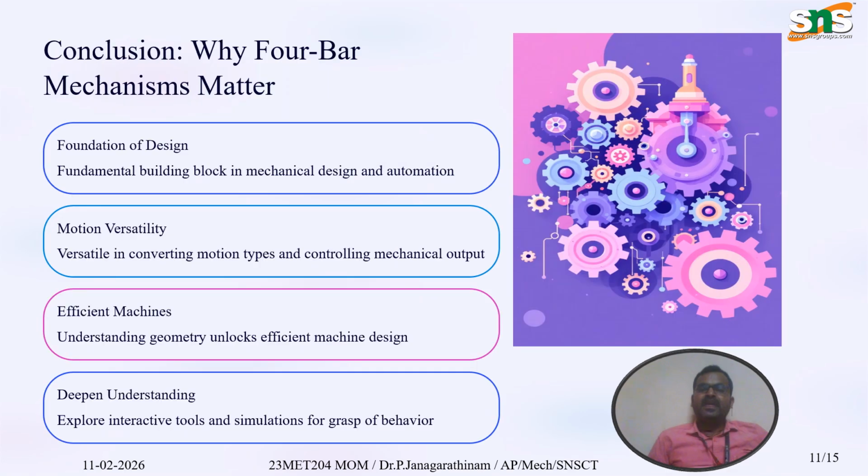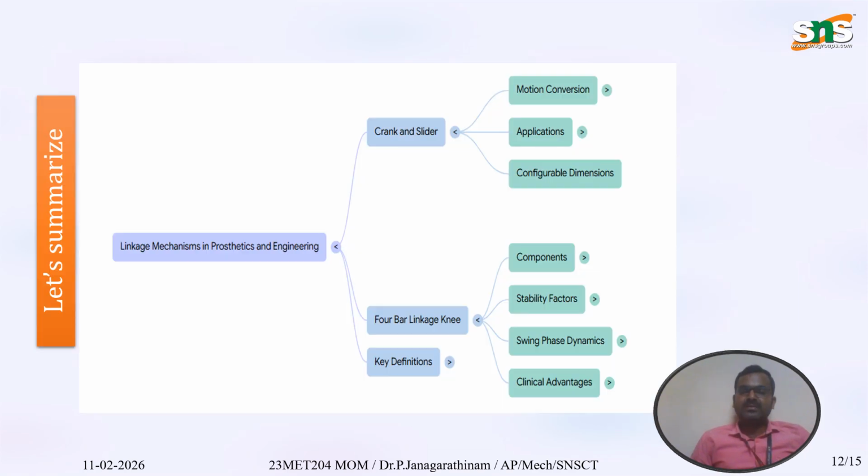And this is the conclusion on why we go for four-bar mechanisms: the foundation of design fundamentals is very strong, it gives clarity of motions and different types of motions, it controls mechanical inputs, it is efficient compared to other planar mechanisms, and understanding the key concepts is very easy. These are the reasons to select four-bar mechanisms. This is the summary of today's class: linkage mechanisms, types of four-bar linkages, and the key definitions and applications discussed.